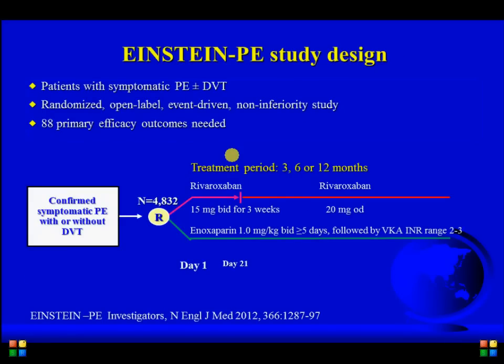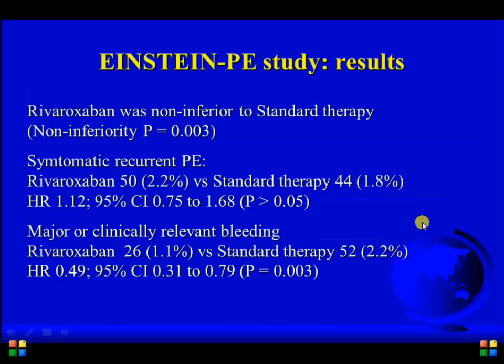And now we come to the final study, which is the pulmonary embolism study that was published this year in the New England Journal of Medicine. And in this study, people who had confirmed symptomatic pulmonary embolism were randomized into rivaroxaban again, starting from day 1, versus conventional therapy. And rivaroxaban was non-inferior to standard therapy. Symptomatic recurrent pulmonary embolism was 2.2% in the rivaroxaban and 1.8% in the standard therapy. No significance in the hazard ratios. And when it comes to major clinically relevant bleeding, rivaroxaban was 1.1%, standard therapy 2.2%. Again, this is in favor of rivaroxaban.